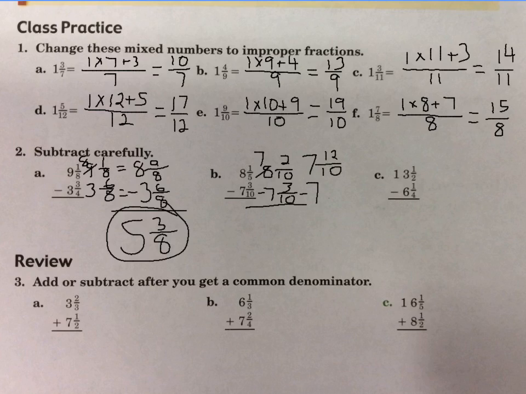Minus 7 and 3 tenths. 12 minus 3 is 9 over 10. 7 minus 7 is nothing, so we just circle our 9 tenths.